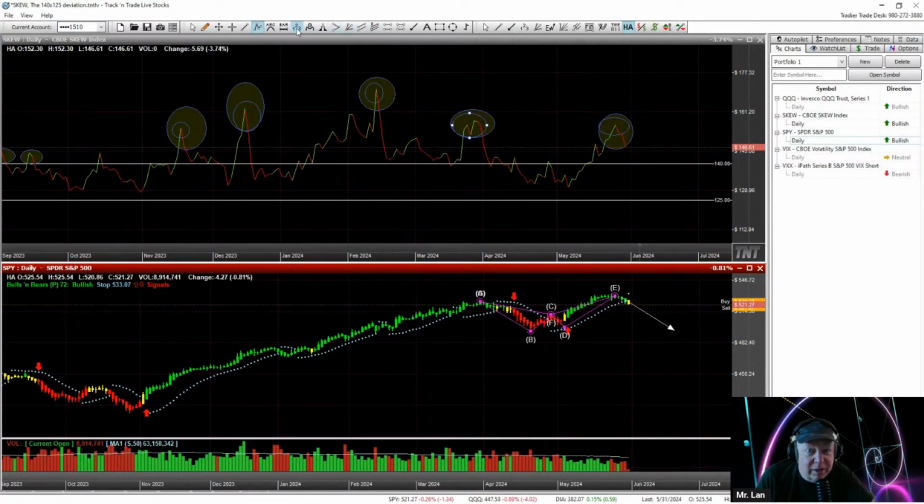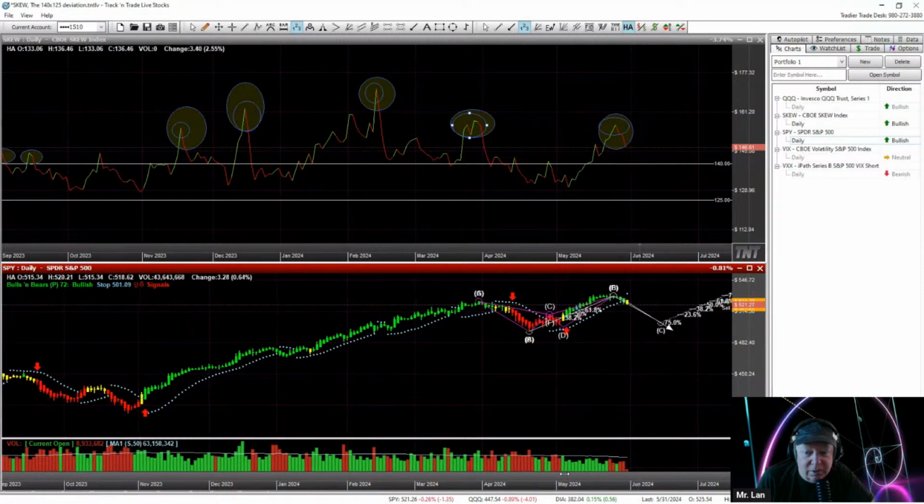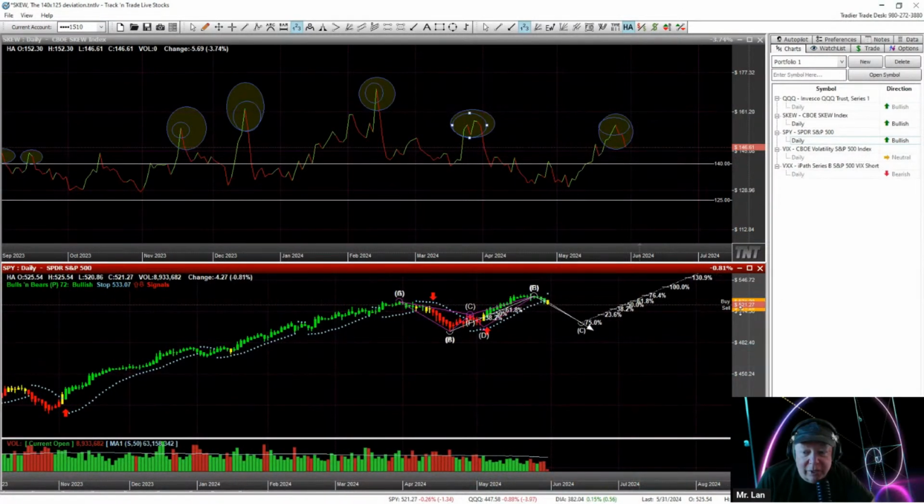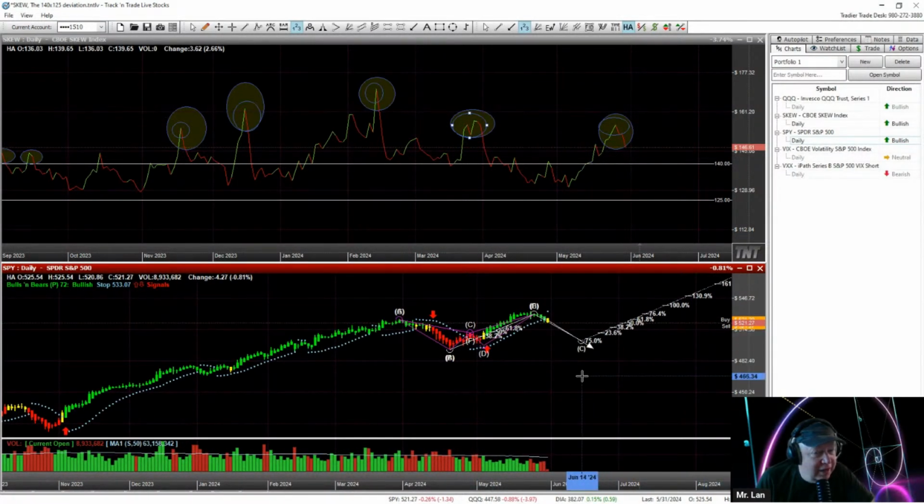So we can take our Fibonacci projection tool and we can say, okay, we can go like this. Up, down, how far is it going to come back? And we can make that Fibonacci projection tool. Okay. So that's how we read the SKEW and the VIX. All right. I hope that was helpful to you.